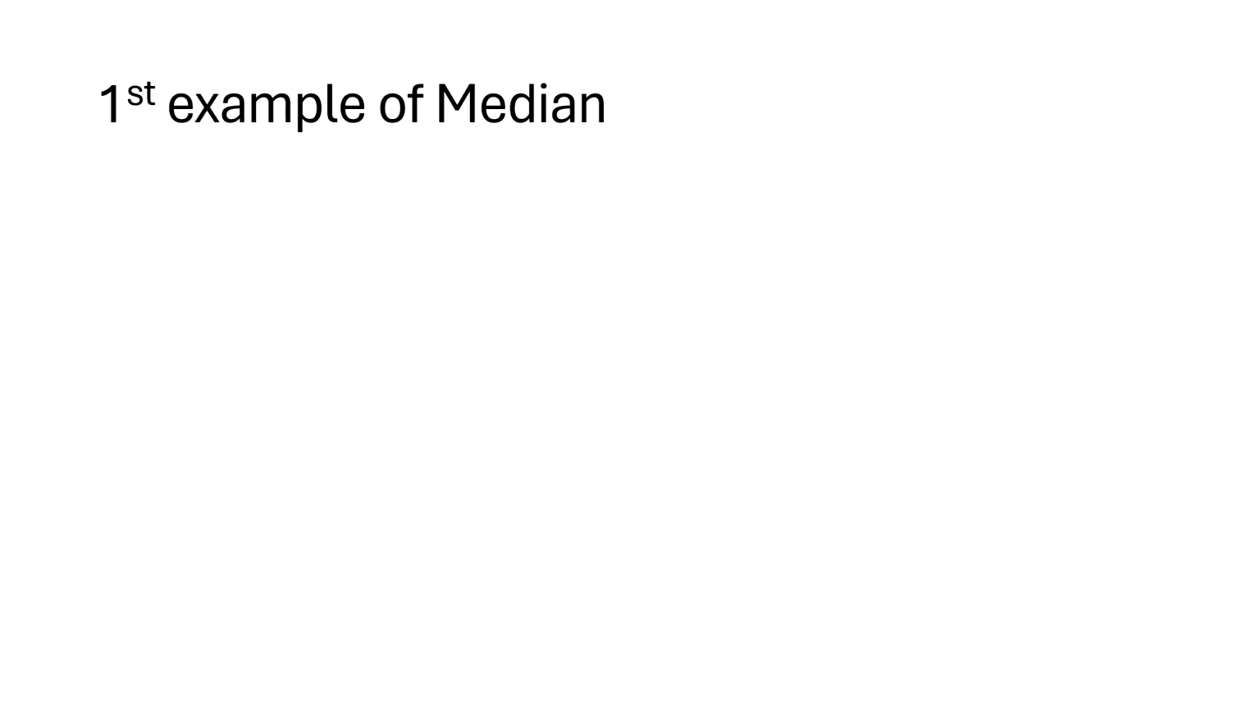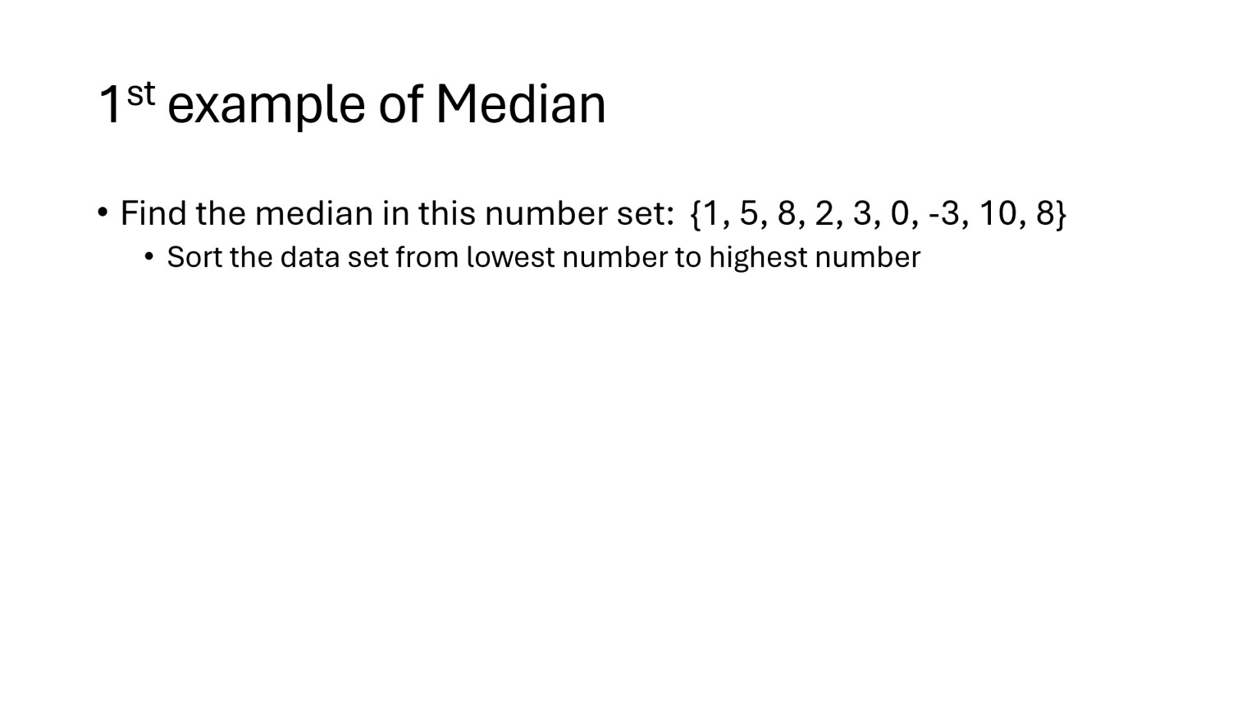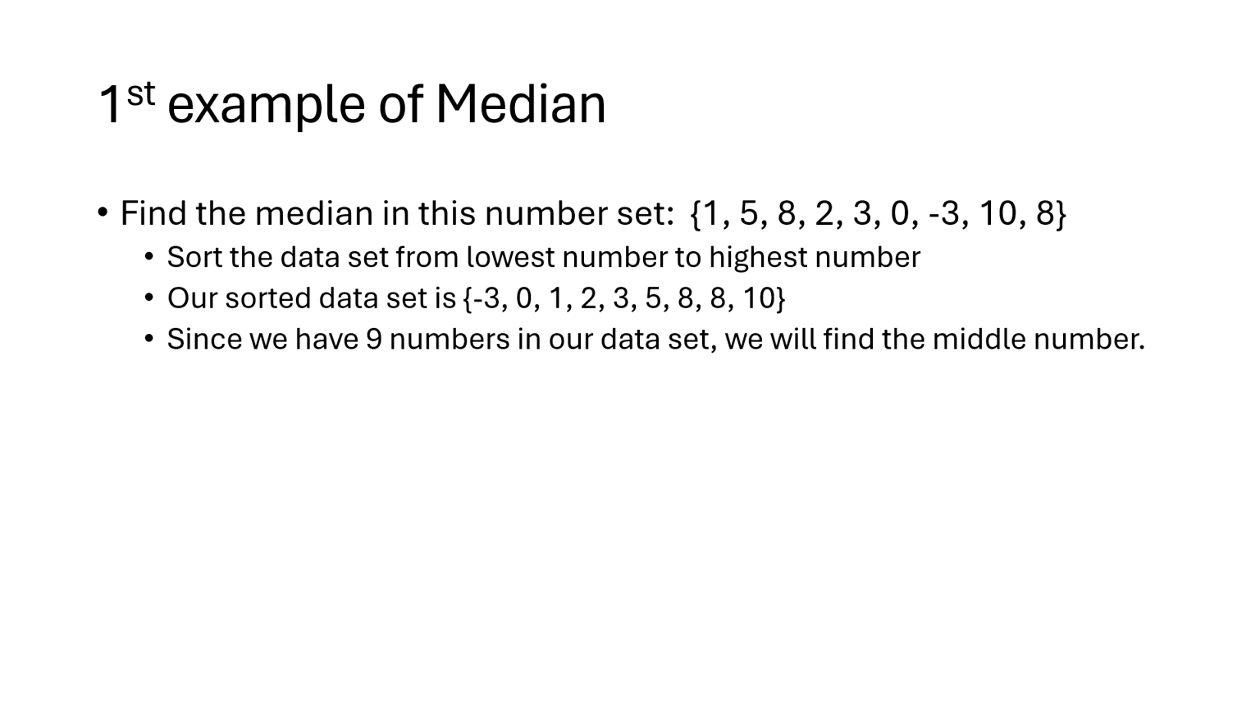And here's the first example of a median. Find the median of this set: 1, 5, 8, 2, 3, 0, negative 3, 10, 8. Of course, it helps to sort the data from lowest number to highest number. That sorted data set is negative 3, 0, 1, 2, 3, 5, 8, 8, and 10. And so we have 9 numbers in this data set, so there will be a middle number that will be our median.